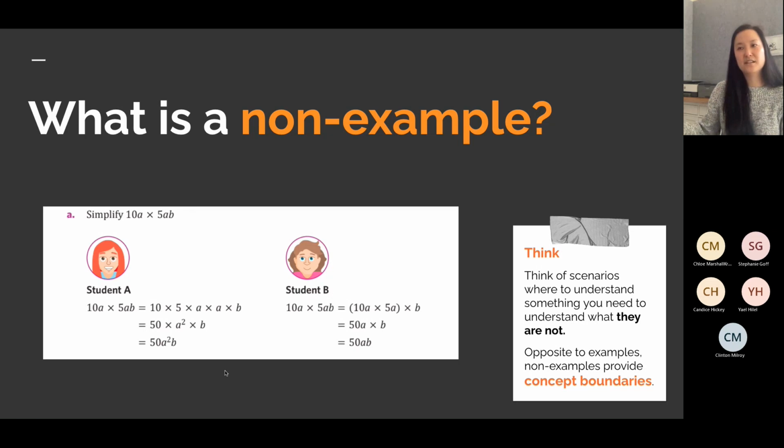For example, here we have probably something that you do every day in your math classes where you're showing how you would solve this. Basically, we're going to dive deeper into some of these. It's good to be able to see what it is and what it is not, so that you give some boundary conditions to the concept that you're teaching. So why do we want to do that?